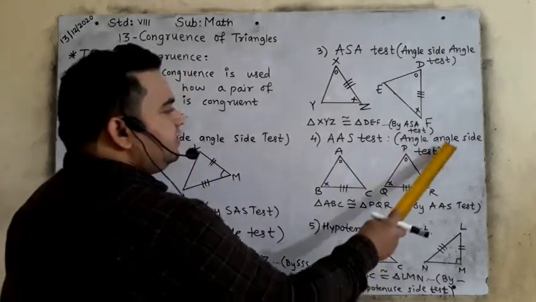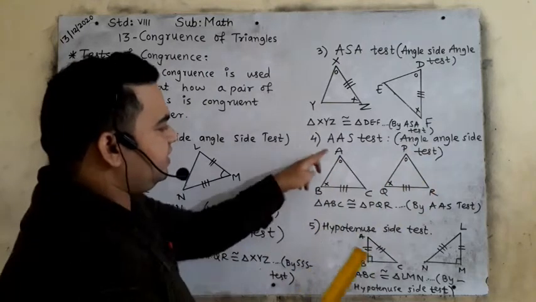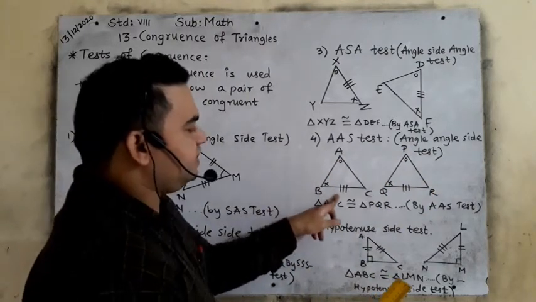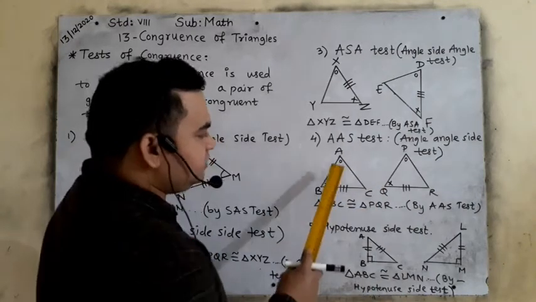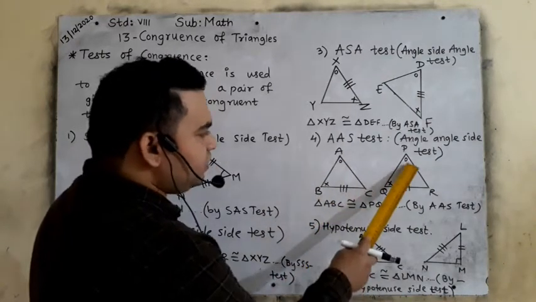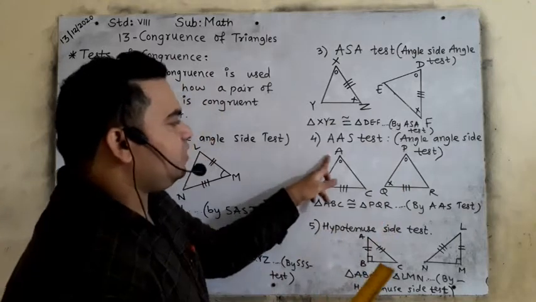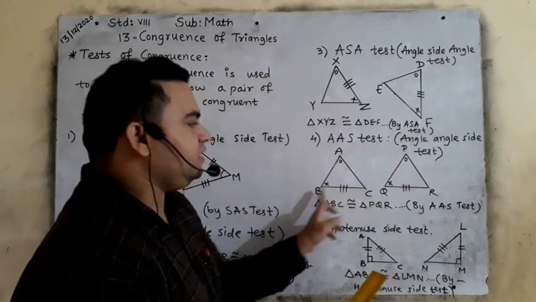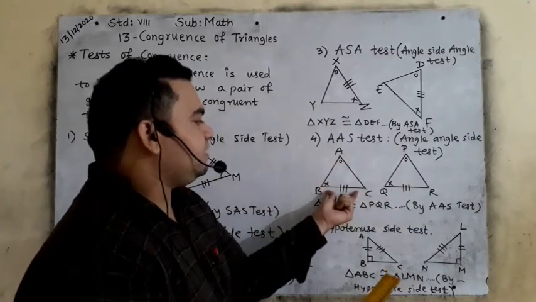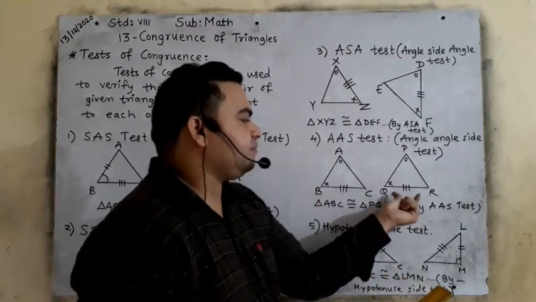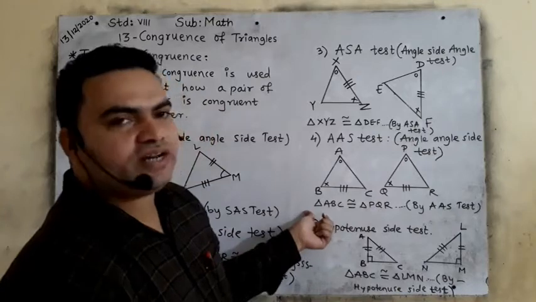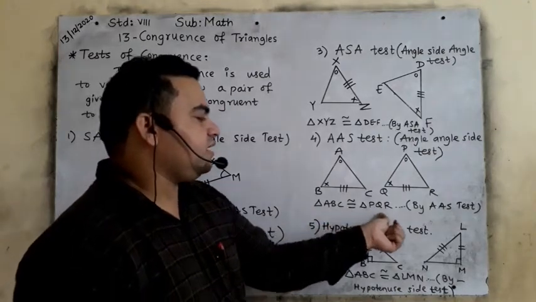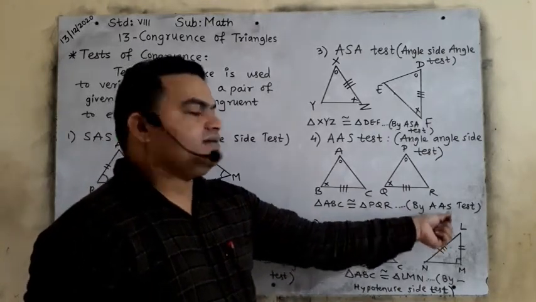Okay, angle angle side test. See this angle A, then angle B, and then side BC. See angle P, angle Q, and then side QR. So see angle angle side. Here also angle angle side. Angle A congruent to angle P, angle B congruent to angle Q, and side BC is congruent to side QR. So this is angle angle side test. Okay, so triangle ABC is congruent to triangle PQR by angle angle side test.